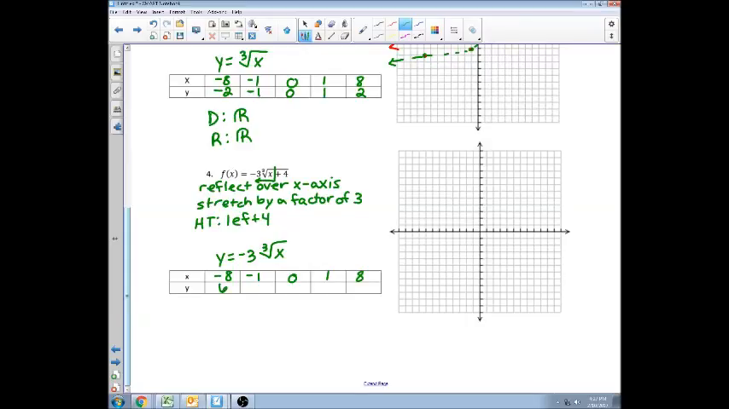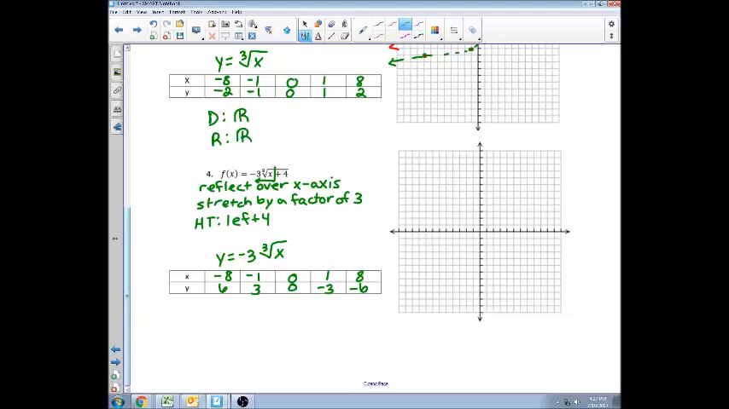The cube root of negative 1 is negative 1. Negative 1 times negative 3 would be positive 3. Cube root of 0 is 0. 0 times anything is going to get me 0. Cube root of 1 is 1. 1 times negative 3 is negative 3. And the cube root of 8 is 2. 2 times negative 3 would be negative 6.